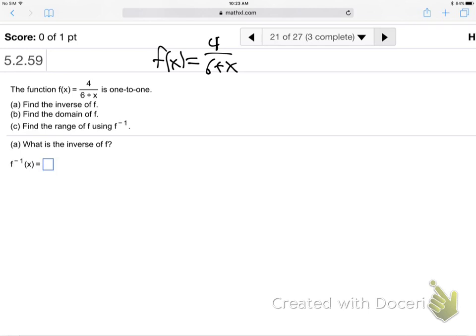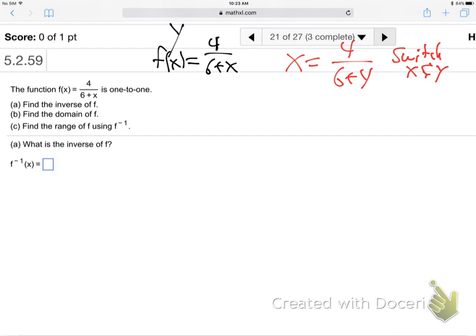Anything else is fine. Anyway, but first find the inverse. So switch x and y, solve for y. Find the inverse function. Okay, so this is y, so switch x's and y's. I'll go over here and find the inverse. So this would be x equals 4 over 6 plus y. Good so far? I switched x and y. Okay, now solve for y. Now, how do you solve that for y?